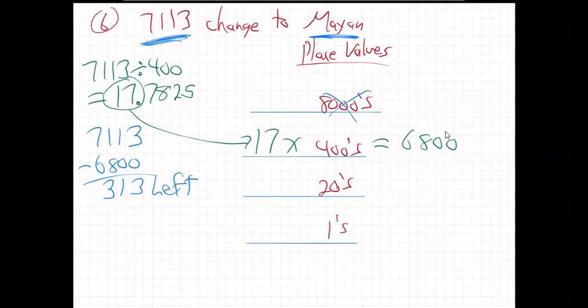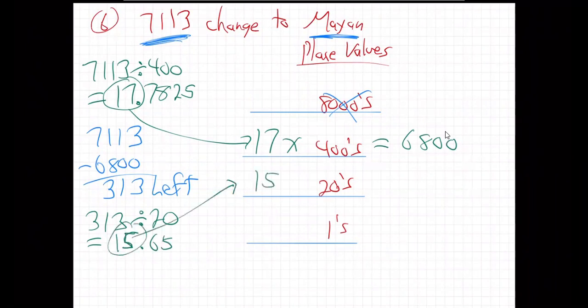Multiply. Well, we just multiplied. I just did that. I multiplied the 17 times 400. So now we're going to divide again, aren't we? We're going to take the 313 that's left and divide by the next place, which is the 20s place. And when you do that, you get 15.65. And so you just take the 15. Remember this, 15 20s. What is that? I think that's 300.